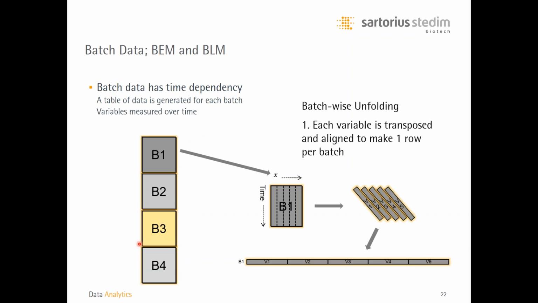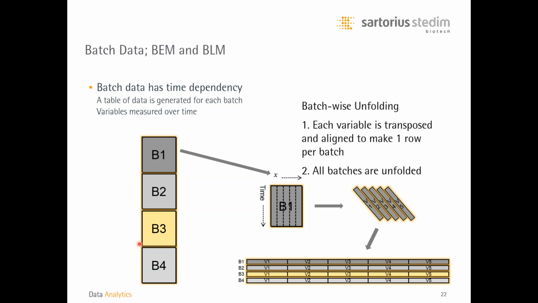What we can do is that we can also slice and reorganize the data, what we call batch-wise unfolding. So each variable is transposed and aligned to make one row per batch. So each completed batch will be one row in the alternative way of arranging the data. And when we are using this last configuration of the data table, we're making the batch level model where we are comparing completed batches. When we are working with the more left-hand arrangement here, we're looking at the individual time points of the different batches, and that is more where we are focusing on the evolution of the batches.